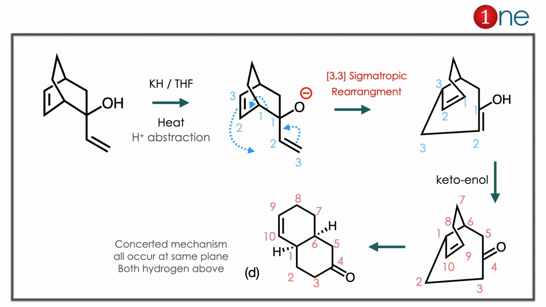Here you have to learn two important things. One is if you have a diene, you have to think of 3,3 sigmatropic rearrangement. Second thing is the sigmatropic rearrangement is a concerted mechanism. So you have to imagine everything happens in the syn position, or you can say cis fashion. So both hydrogens are above the plane here.